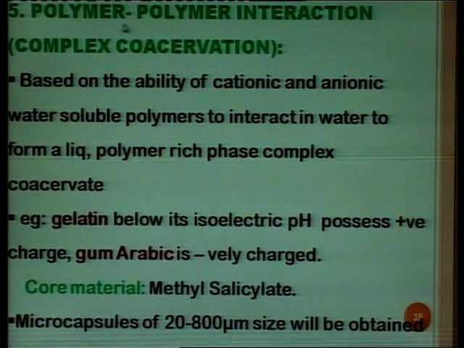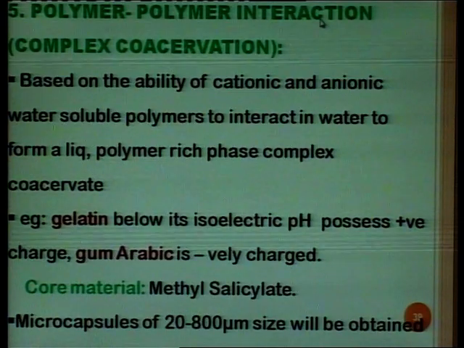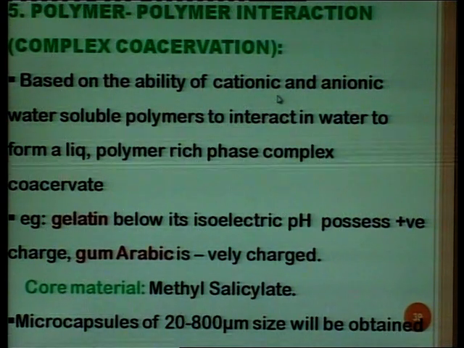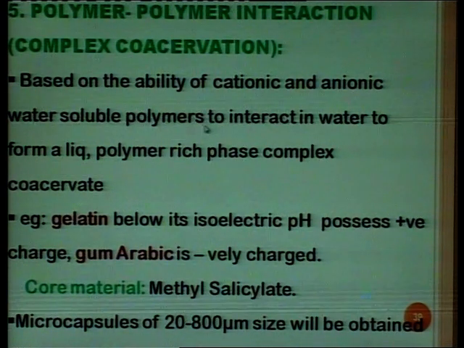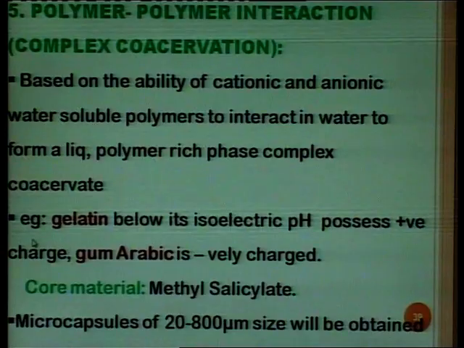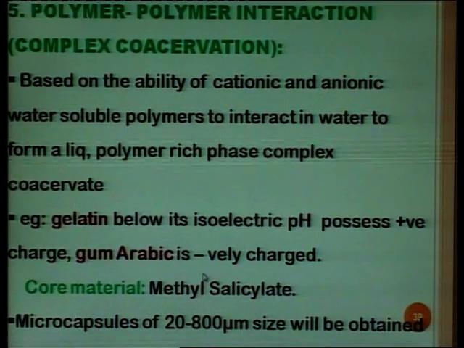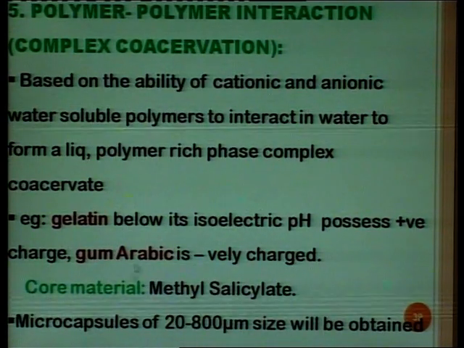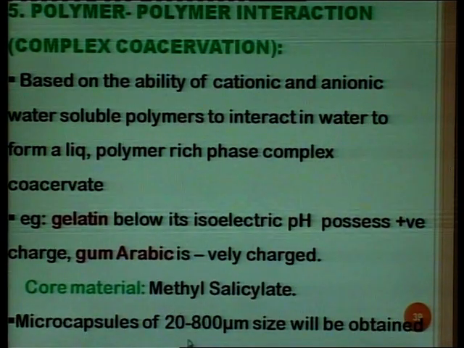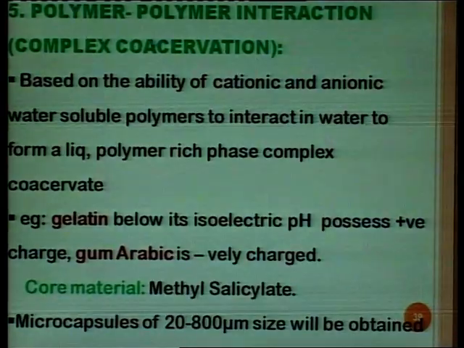The last method under this coacervation phase separation technique is polymer-polymer interaction, also known as complex coacervation. It is based on the ability of cationic and anionic water soluble polymers to interact in water to form a liquid, polymer rich phase, the complex coacervate. For example, gelatin below its isoelectric pH possesses positive charge and gum arabic is negatively charged. In this technique, the core material used is methyl salicylate and we get microcapsules of 20 to 800 microns in size. So this is the complex coacervation technique.